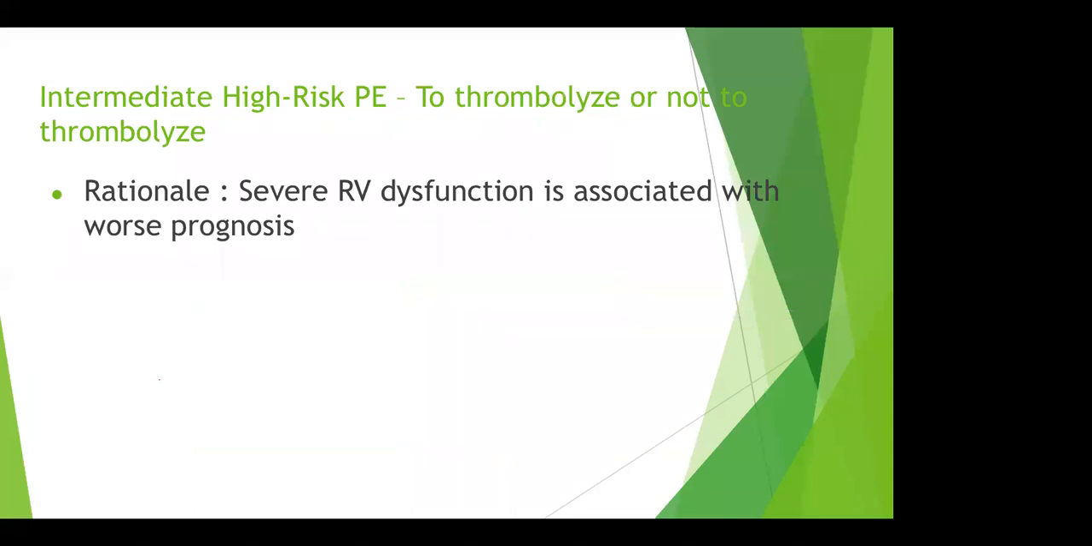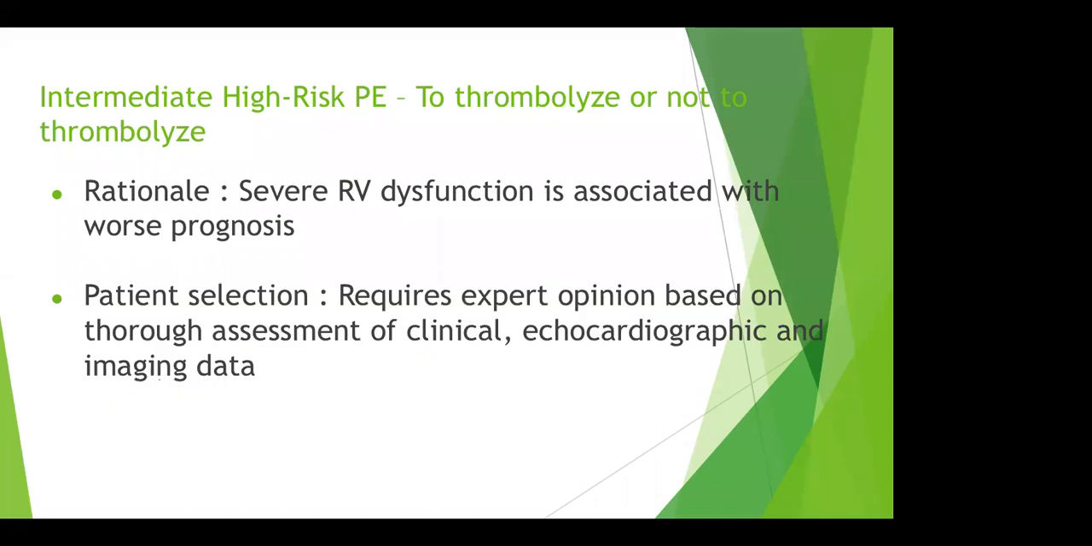So basically, every patient with PE, RV dysfunction is a factor which is associated with a worse prognosis and higher mortality. And thrombolysis is shown to reduce the RV dysfunction. So theoretically, it should cause some beneficial impact on mortality. But who do you select to thrombolyze in this group?